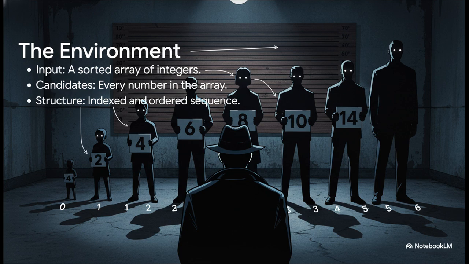Well, first off, our input is a sorted array of integers. What that means is every single number in there is a potential candidate. And this is the key part. It's not just some random jumble of numbers. It's an indexed, ordered sequence. And that structure is everything.